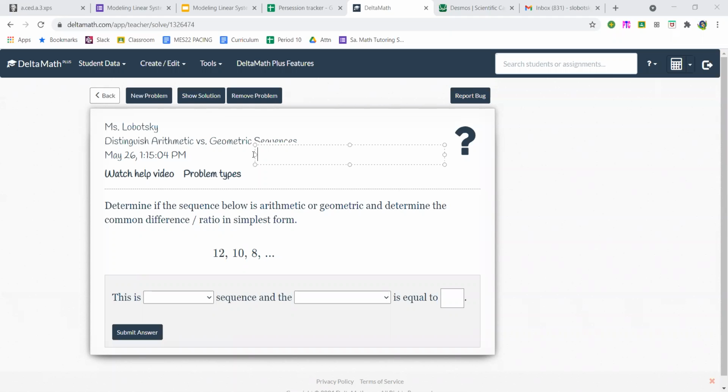So let's test arithmetic first. The rule is if I have the sequence 12, 10, 8, then if I take 12 and add some number to it, it's going to equal 10. And then we can solve for our common difference, D. I subtract 12 on both sides. What is D equal to? -2. -2.